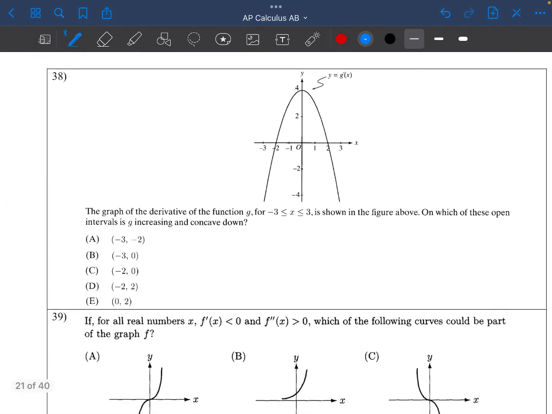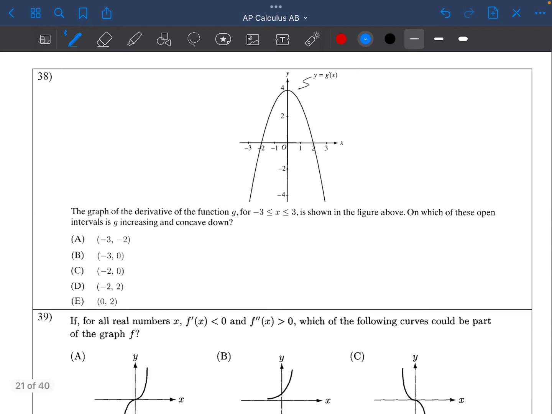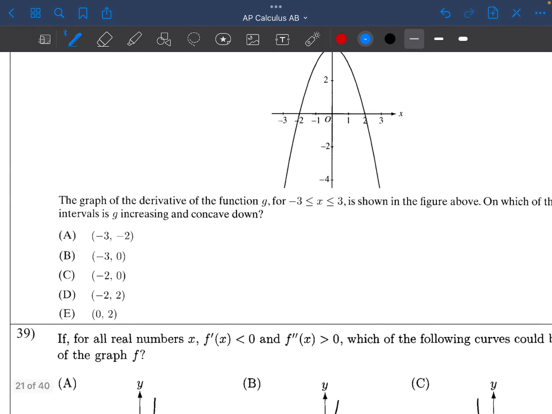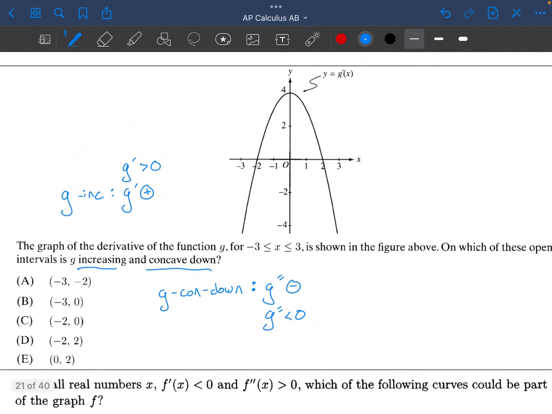Let's just move on to number 38. We have this graph. We're looking for where it's both increasing and concave down. So we need both those definitions, and we're talking about G. So G increasing is wherever you have G prime is positive, or you can say G prime is greater than 0. Both of those definitions are the same. They're both equally great. And then where do you have G concave down? That's where you have a G double prime less than 0, or G double prime is negative. Both of those, again, are equally the same definition.